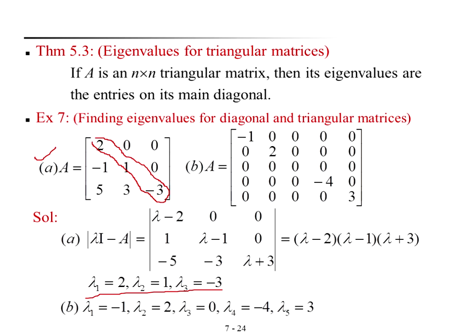Similarly, what are the eigenvalues of this matrix? The eigenvalues of this matrix are the diagonal elements. The diagonal elements are -1, 2, 0, 4, -4, and 3. These are the eigenvalues. There is no need to calculate; directly you can write the eigenvalues by property number 4.